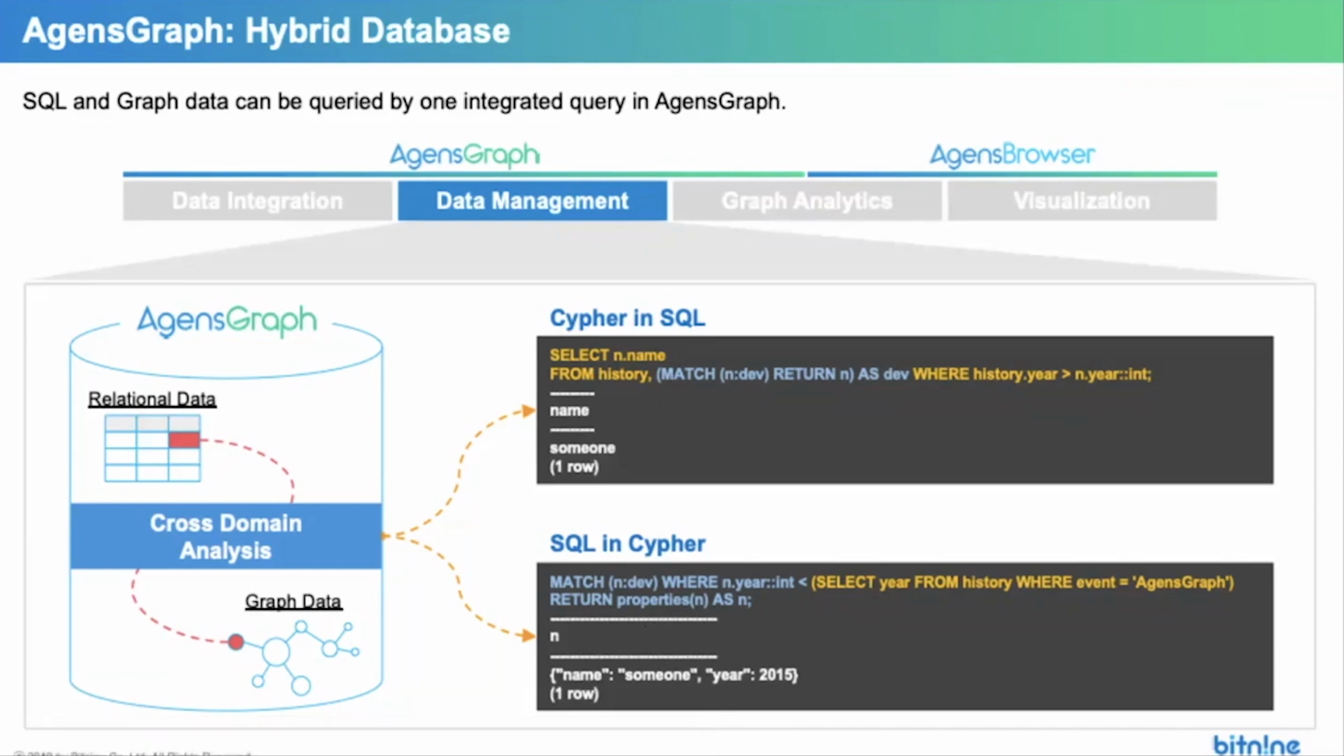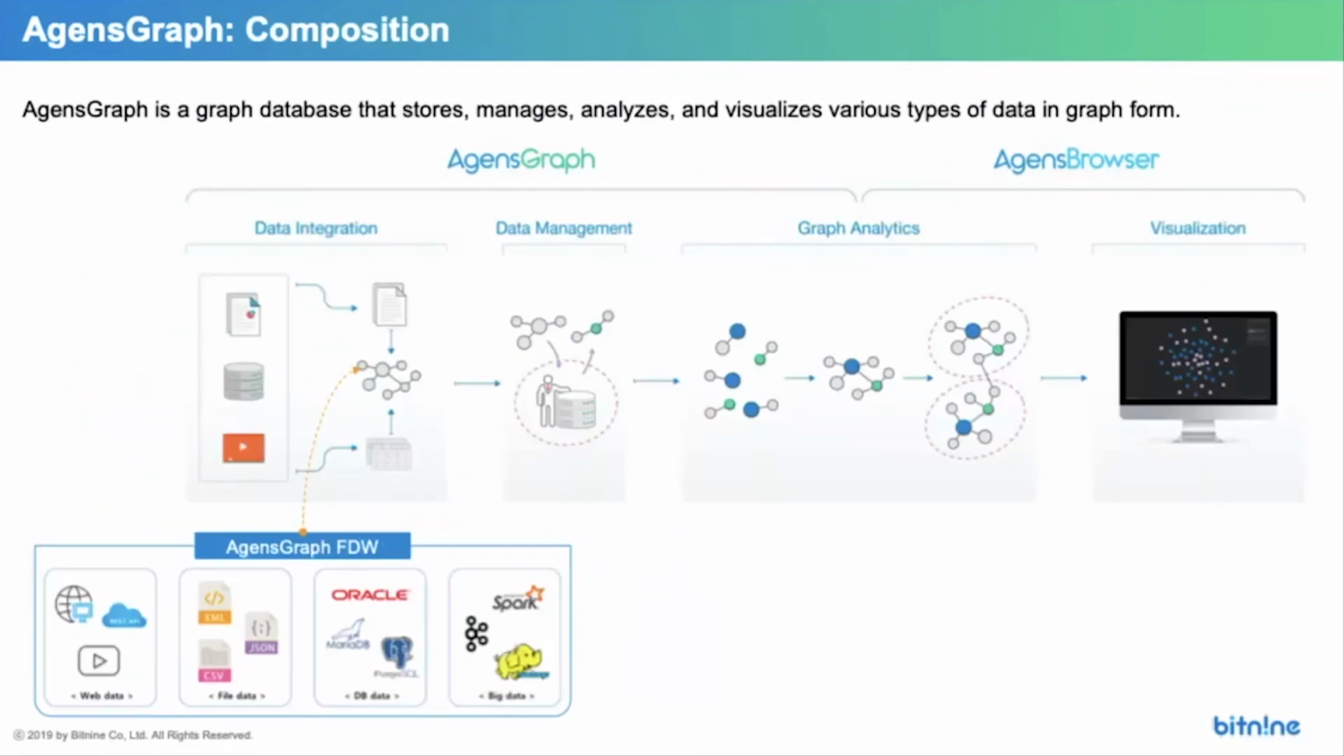Also, with AgensGraph, you can store, manage, analyze, and visualize different types of data. You can use our FDW, which stands for Foreign Data Wrapper, to import and ingest your data from different sources, which can be web data, file data, big data, and also different databases. So you can transfer your data to AgensGraph, model it in different formats, and start working with your data. AgensGraph also has its own visualization tool, AgensBrowser, which gives you the ability to analyze and visualize your data at the same time.